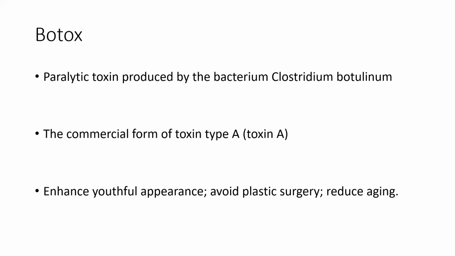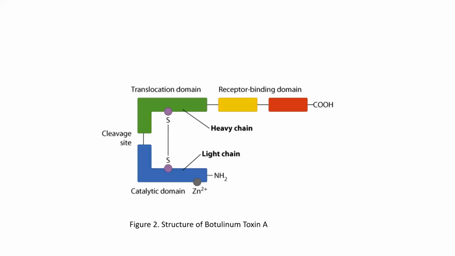For Botox, what's that? It's a paralytic toxin produced by the bacterium Clostridium botulinum. Their commercial form is a toxin type A from the seven main types. Their function is to enhance youthful appearance for people who try to look young, try to avoid plastic surgery, or reduce aging. This is the structure of how the botulinum toxin A looks like.